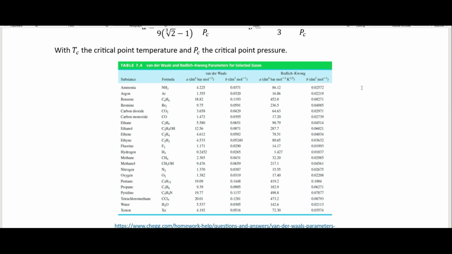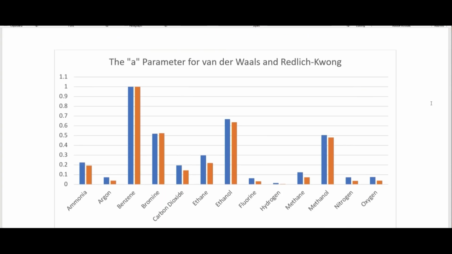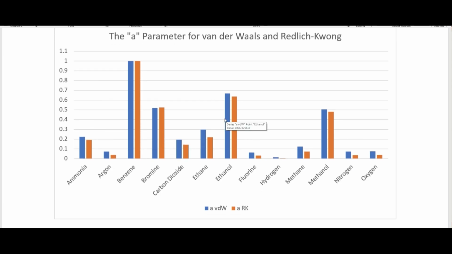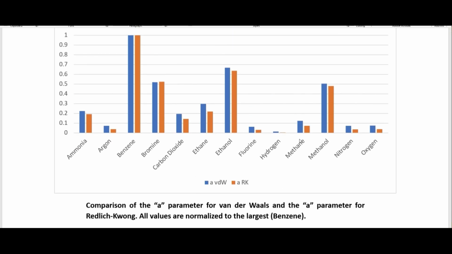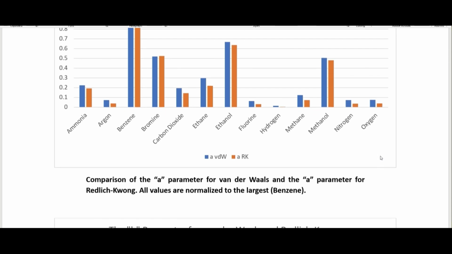I'm not going to go through each of these in turn, but what we can see if I plot these for the A parameter, we can see that between the van der Waals, which is in blue here, and the Redlich Kwong, which is in the brown here, that they are all roughly the same size. So these are all normalized to the magnitude for the benzene right here. But we can see that in both models, the relative height of each of these is about the same. So the relative magnitude of all of those A parameters are the same.